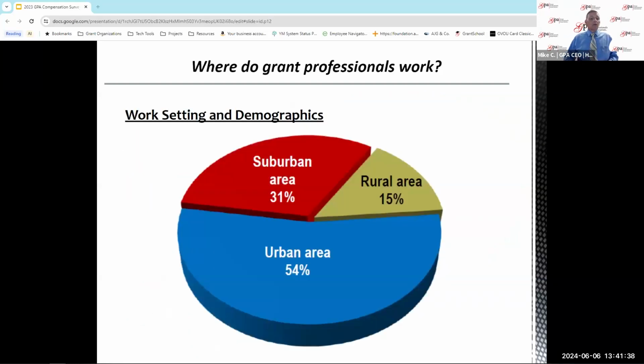In terms of where individuals work, a slight majority work in urban areas, with 31% in suburban areas and 15% in rural areas. This represents a small shift toward urban and rural and away from suburban since 2022. Again, small shifts there, but we continue to watch that to see if it's going to become a trend.